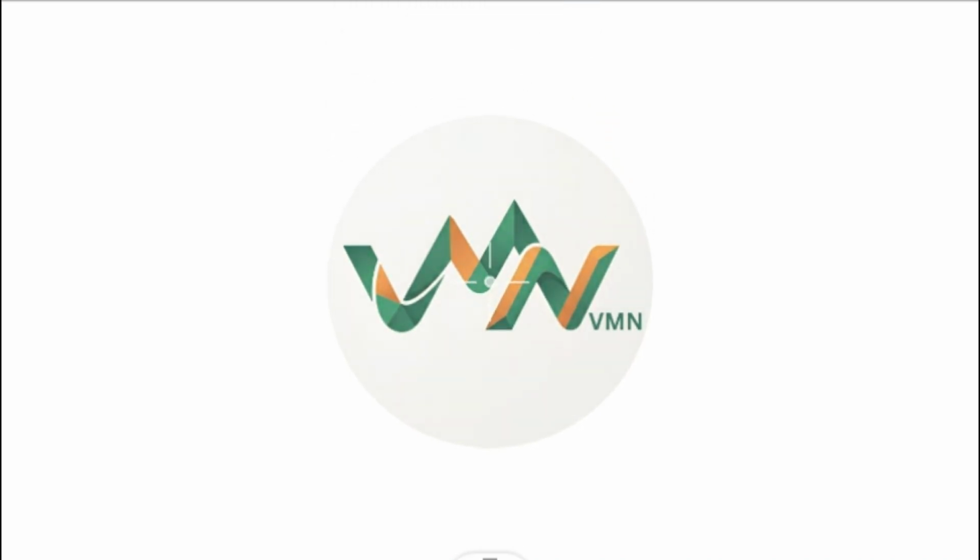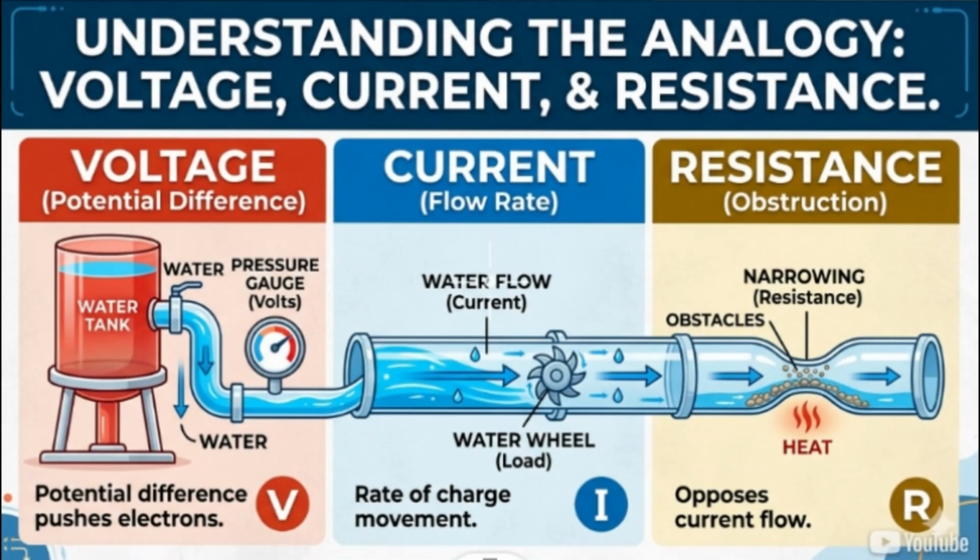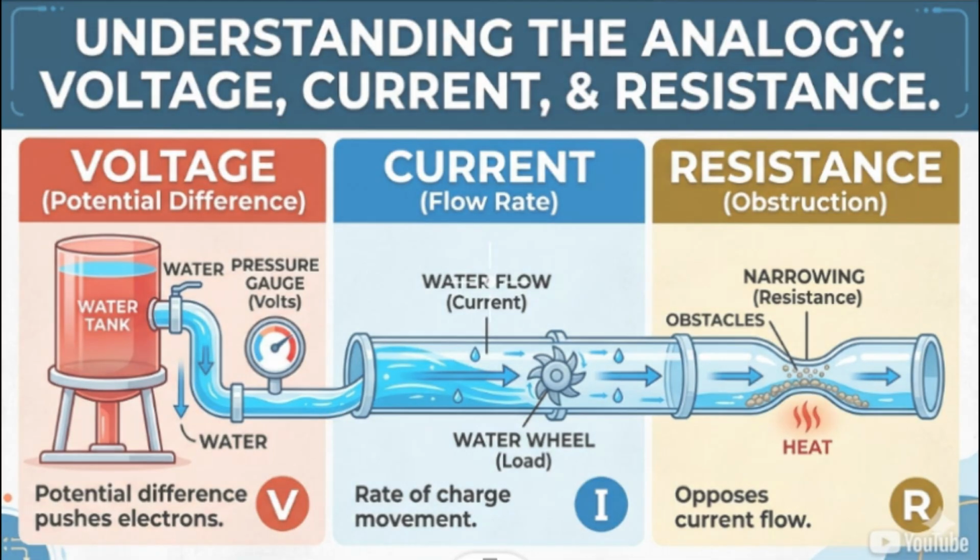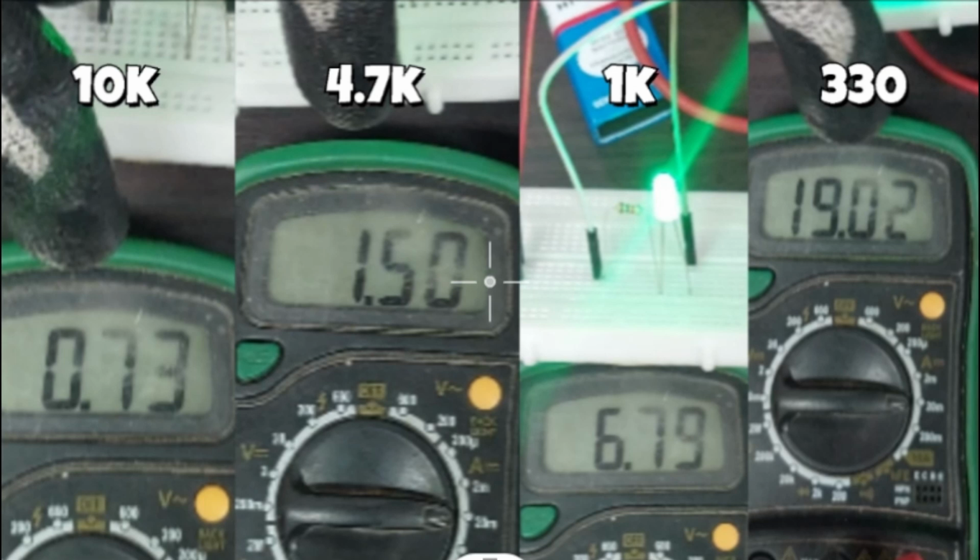In our previous lesson, we learned about voltage, current, and resistance. We also built our first circuits and measured real values using a multimeter. But during those experiments, something interesting happened. Whenever we changed the resistor value, the current changed. A smaller resistor allowed more current to flow. A larger resistor reduced the current.